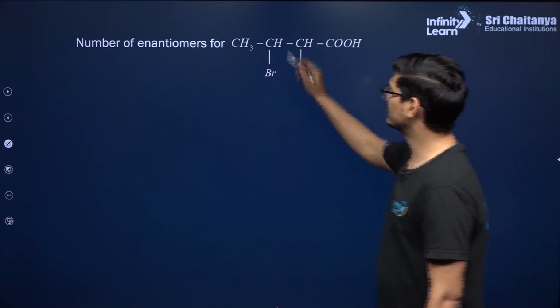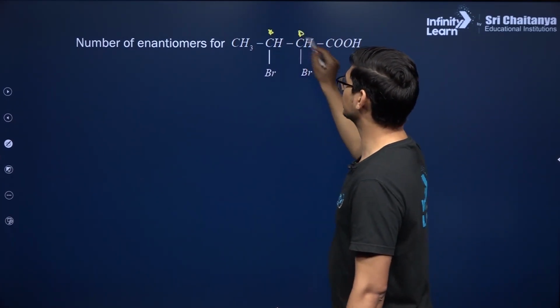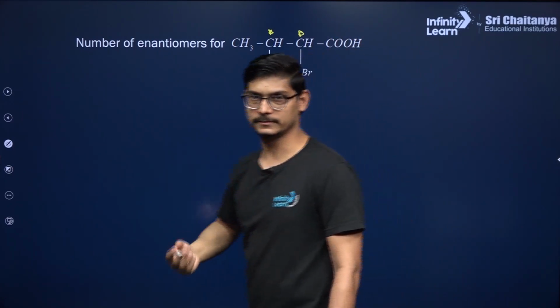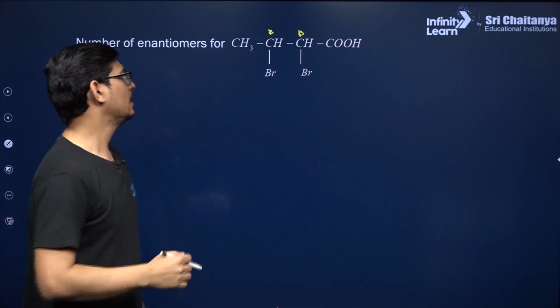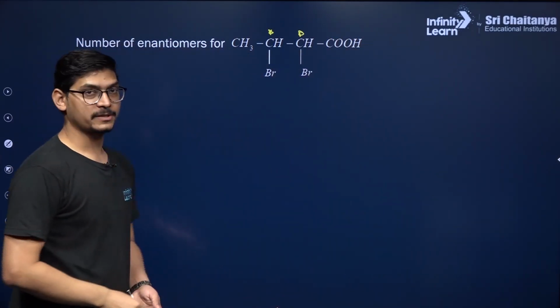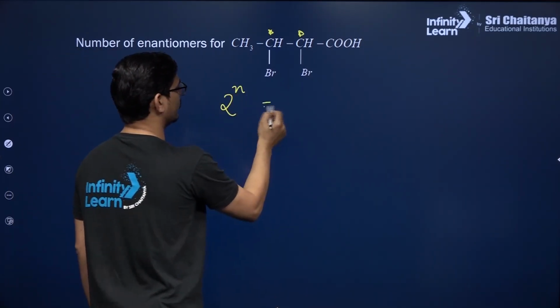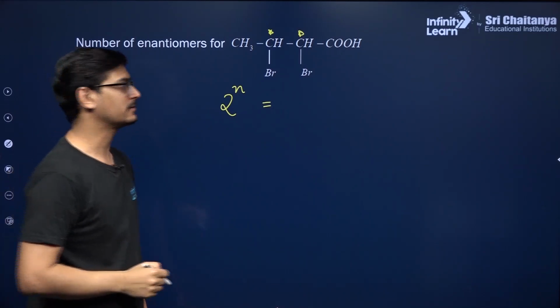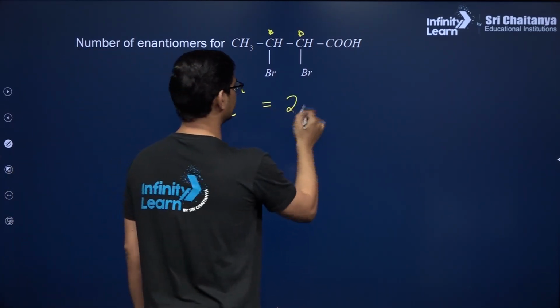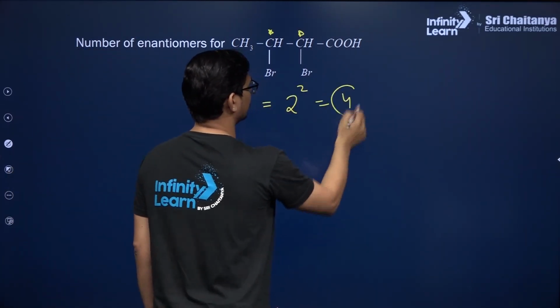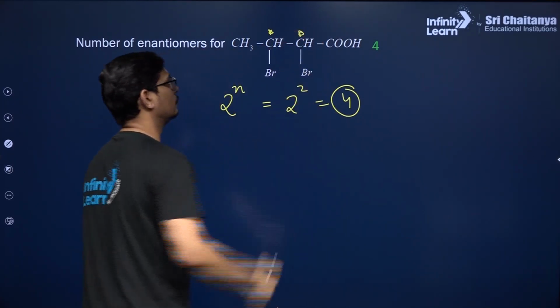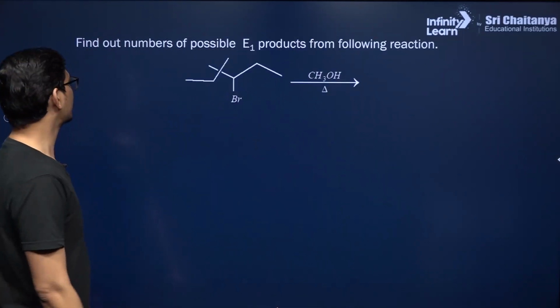Number of enantiomers, you can see that there are 2 chiral carbon atoms, and this is not a symmetrical molecule, right? There is no plane of symmetry as such here. So remember that if a molecule is unsymmetrical, then the total number of enantiomers is 2 raised to the power n, where n is the number of chiral carbons, right? There are no meso compounds here because of the absence of plane of symmetry. So the total number of enantiomers will be 4 because there are 2 chiral carbon atoms, right?